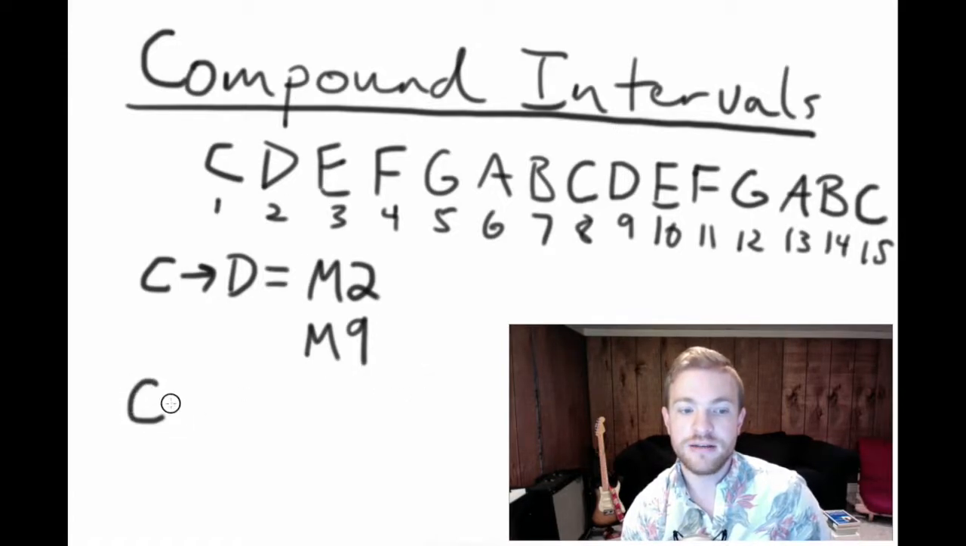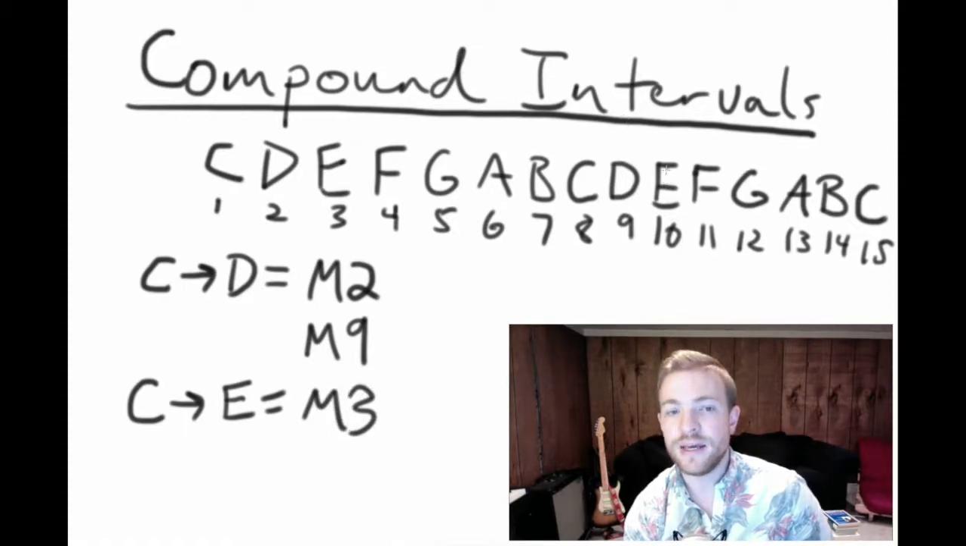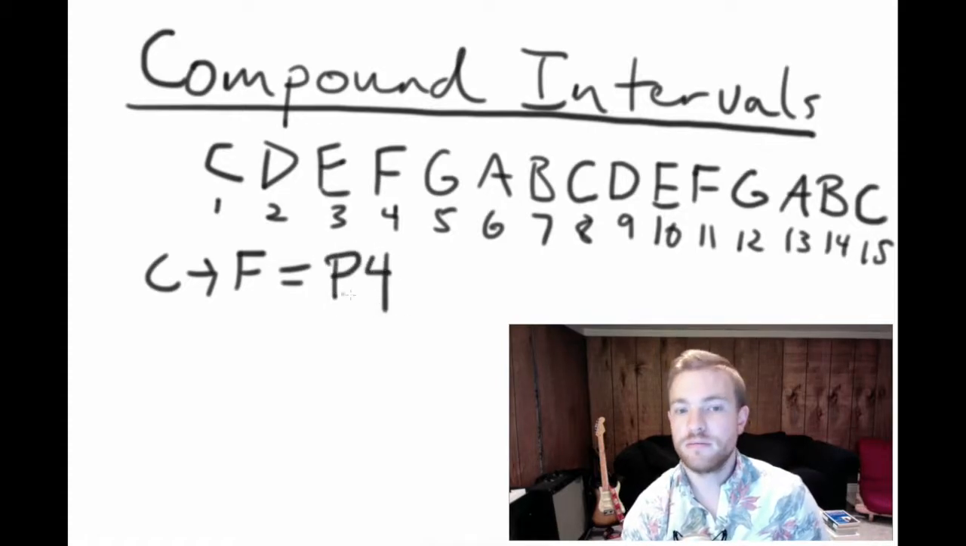If we did a C to an E, remember, ordinarily we called that a major third, but if we went from the C to the E an octave above that major third, we would end up calling that a major tenth. From C to F, we originally called that a perfect fourth, so P4. So if we go all the way up to the second F here, we'd call that a perfect 11th.